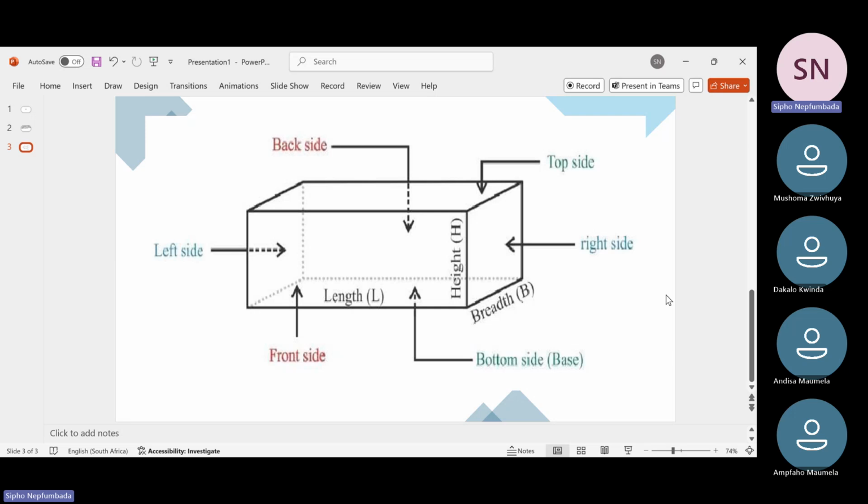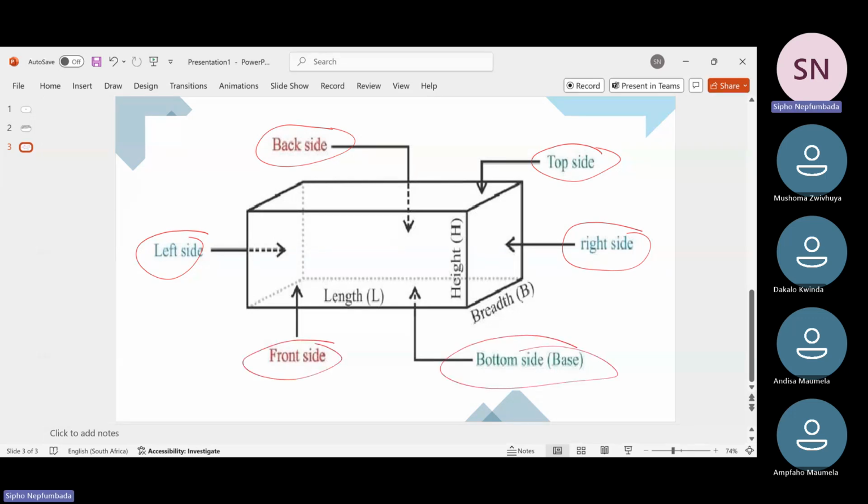Our right prism has a backside, a left side, a top side, a right side, a bottom side, and a front side. So we know this is described by the length and the breadth. Did you see the right prism?